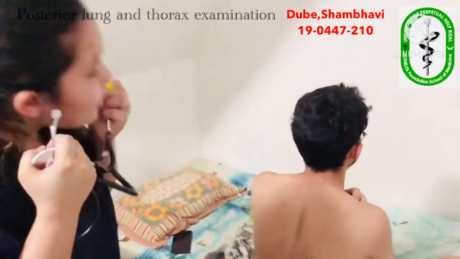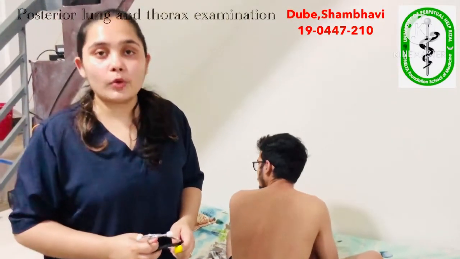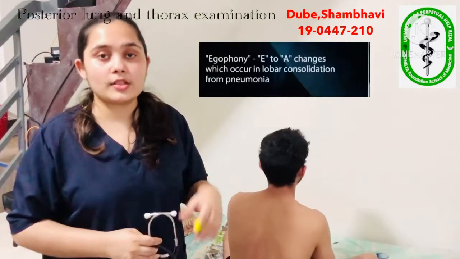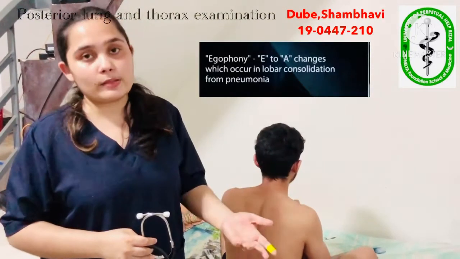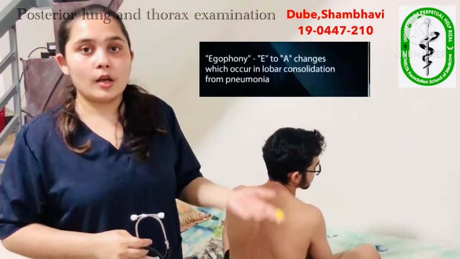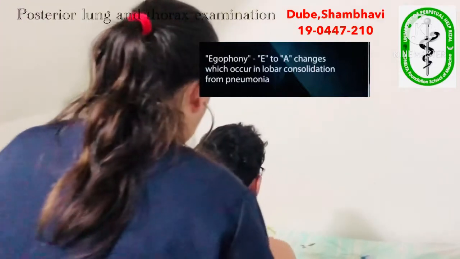All right. So now I'm also going to test for egophony. For that I'm going to ask my patient to say E and just figure out if that sound turns to A. And then the next test which I'm going to do is the whisper test. So let's start with the egophony test. So you have to say E, all right?